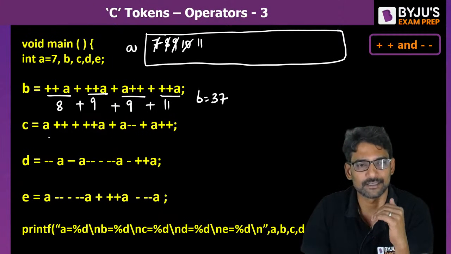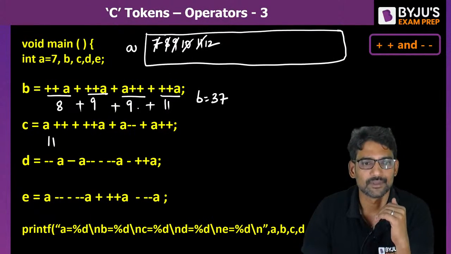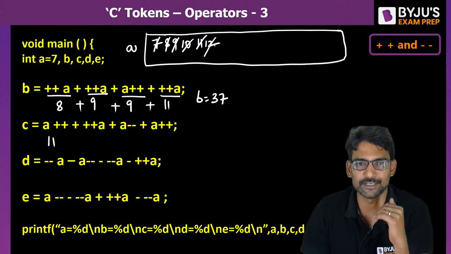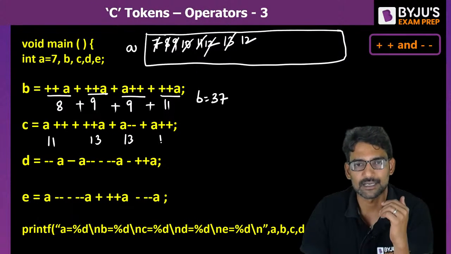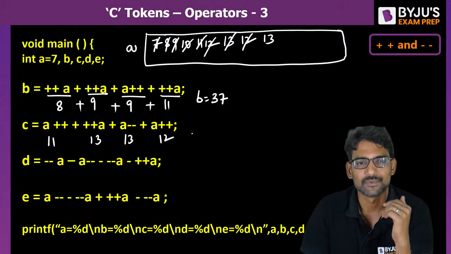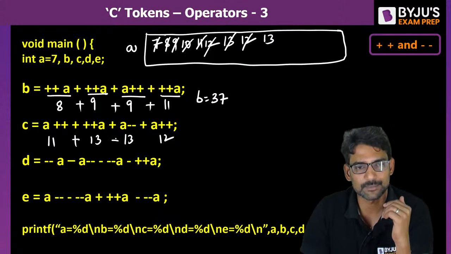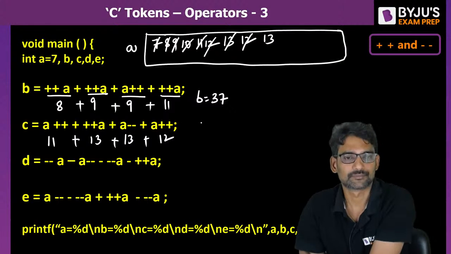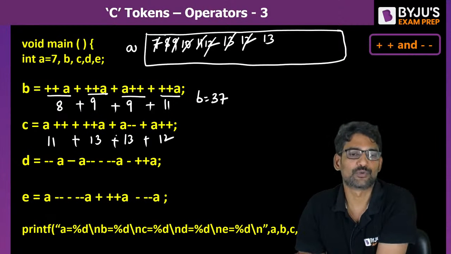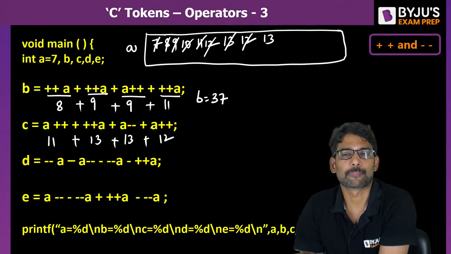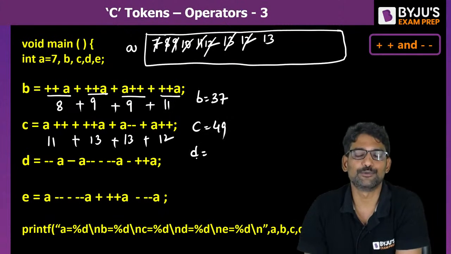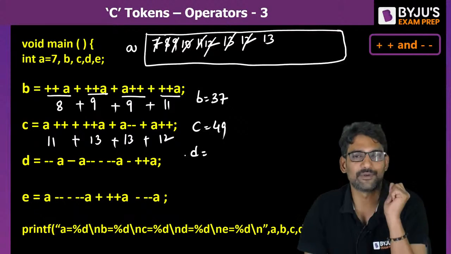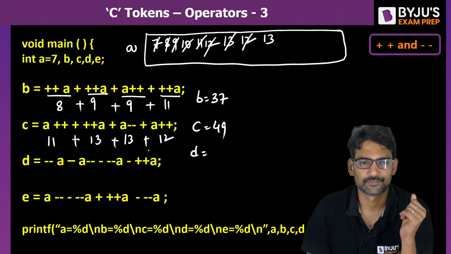A plus 11, then increment. Plus A, first increment, assign. A minus, assign, then decrement. A plus, assign, then increment. So what is the C value we got? 11 plus 13, 24 plus 13, 37 plus 12, 49. And D value we are getting different. Let us check once again. Okay, cross verifying.